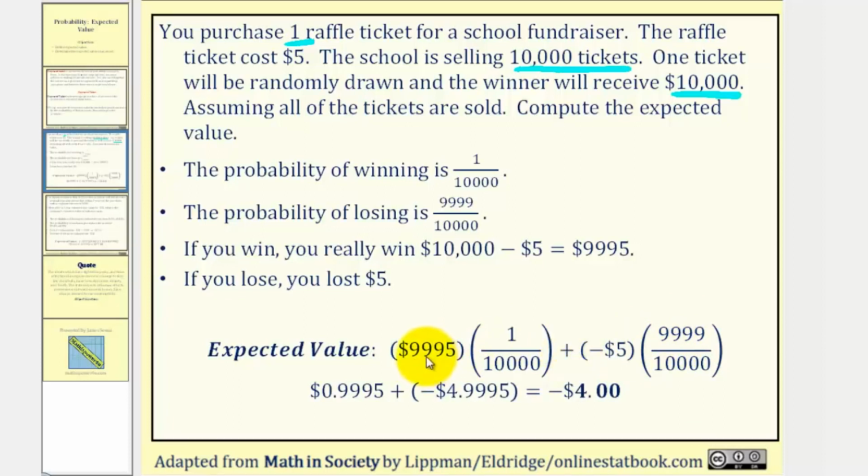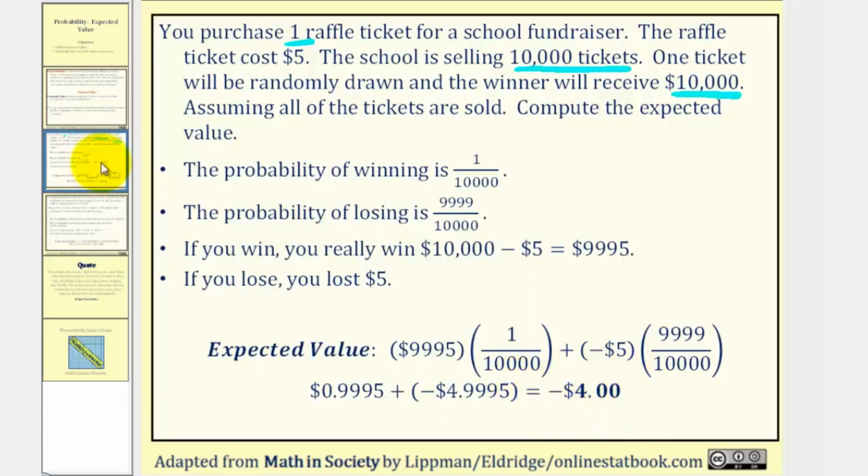So $9,995 times 1/10,000th is equal to $0.9995, and then -5 times this probability is equal to -4.9995. Find the sum here. The result is -4, or -$4. This is our expected value for this event, which means if you were to play this lottery time after time after time, the expected result would be that you would lose $4 each time.